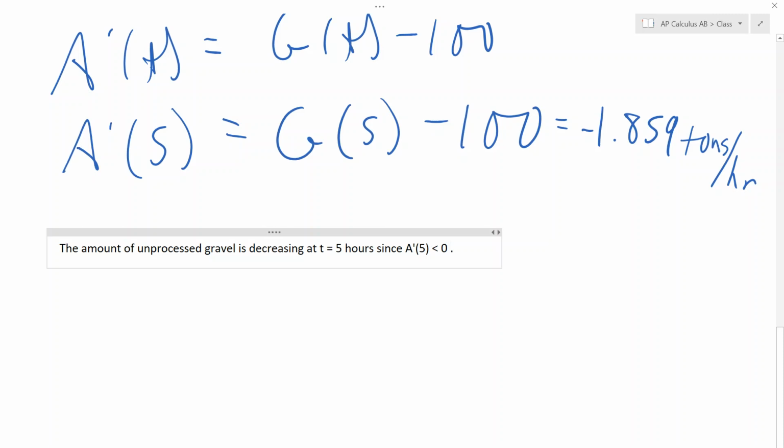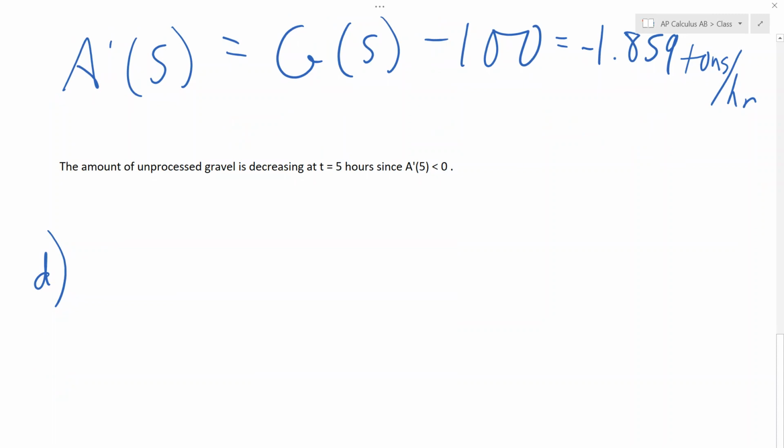You could also find G of 5 and show that it's less than 100, which means less is coming in than is going out. You can go that route as well, okay? But the whole point of the amount thing is that once we have that, we can answer part D really easily too. D asks for the max amount from 0 to 8. Cool, I told you, there's 3 things you do for that.